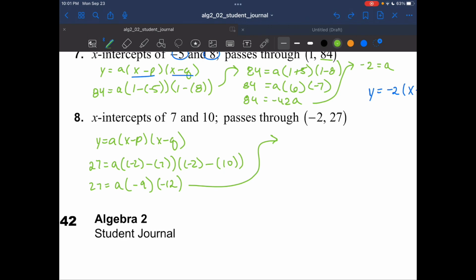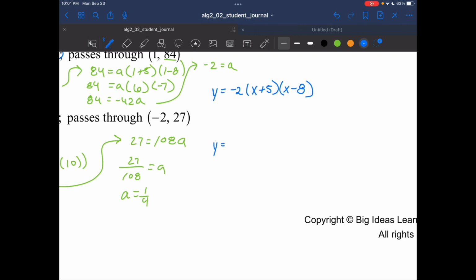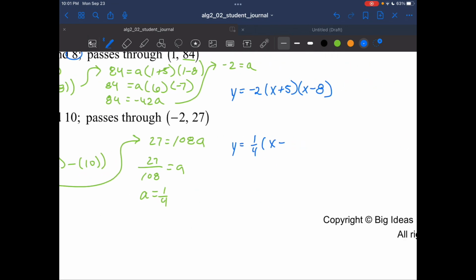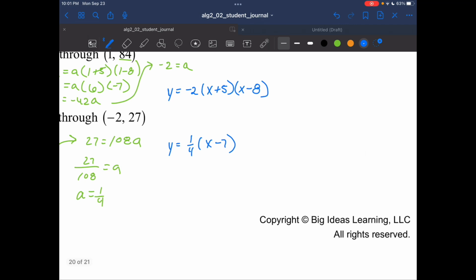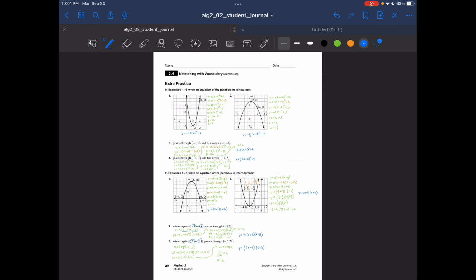Right? Oops, let me write it like this. We have 27 equals 108a, right? And then 27 over 108, right? That should be a fourth. So that would be a equals 1/4. Then we're going to fill it in. We have y equals 1/4 times (x - 7)(x - 10), because that's how we plug it into our formula there. It's minus 10. And that's it, my friends.